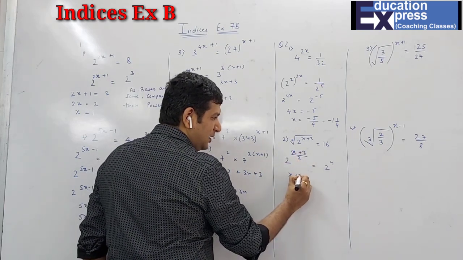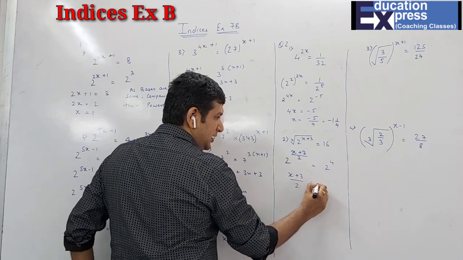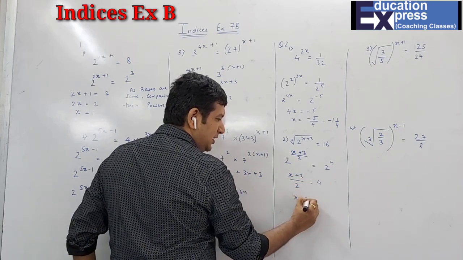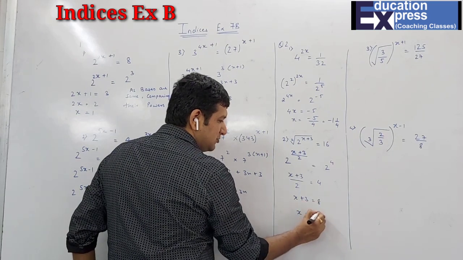So now (x plus 3) upon 2 is equal to 4. So x plus 3 equals 8. Therefore x is 5. Done.